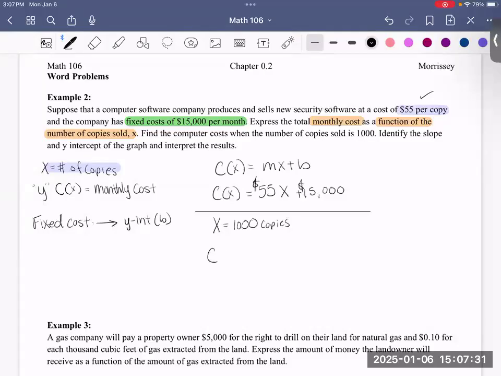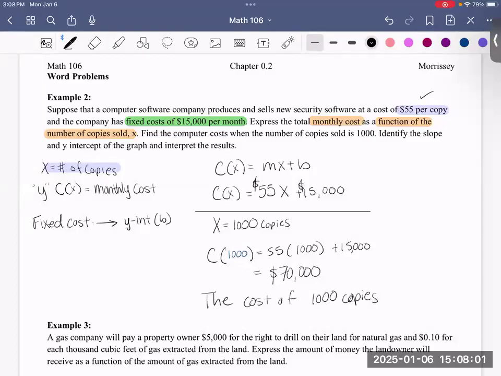Well, we can take your copies, or you can take your formula. We know that X is 1,000, so we can put it right into the formula. So how much do we get? Well, we get charged $70,000. So if we were to put it into words, it could say the cost of 1,000 copies is $70,000.